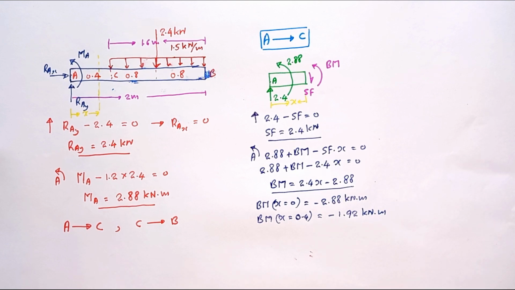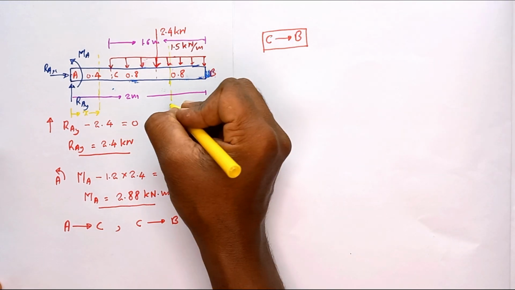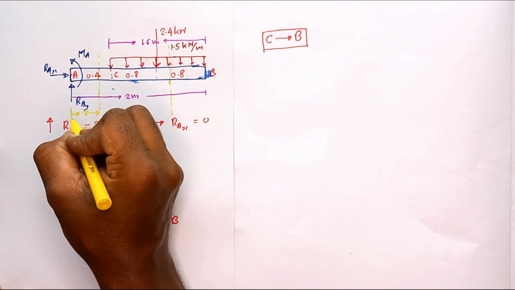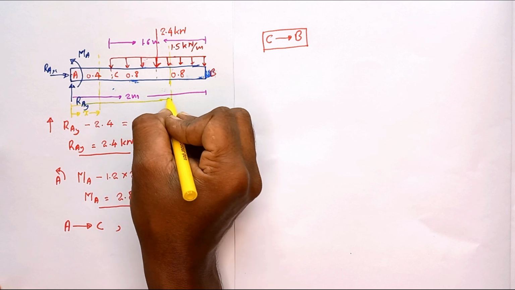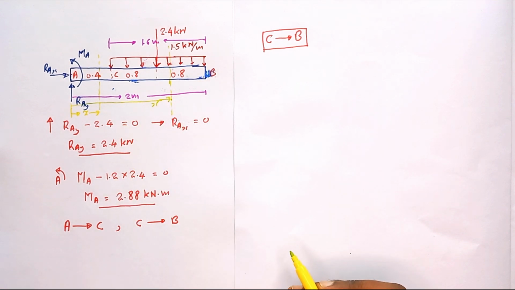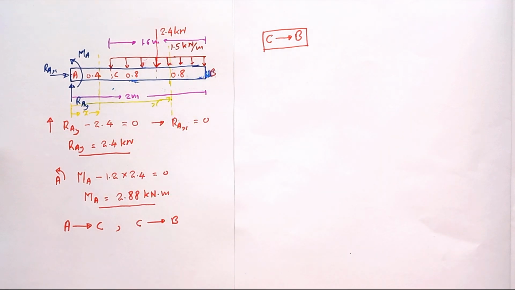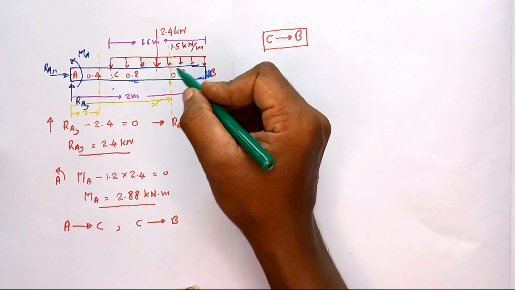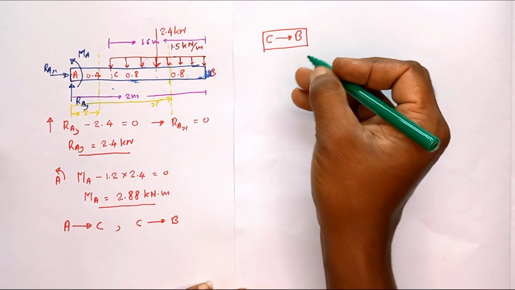Okay, then we are going to consider the C to B region. To obtain the equation for C to B, I have introduced the imaginary cut in between the C and B, at x distance from A to this imaginary cut. So then you can consider the left hand side part or right hand side part. In this case, obtaining the equation considering the right hand side part is easy. So I'm going to draw the free body diagram for this right hand side part.